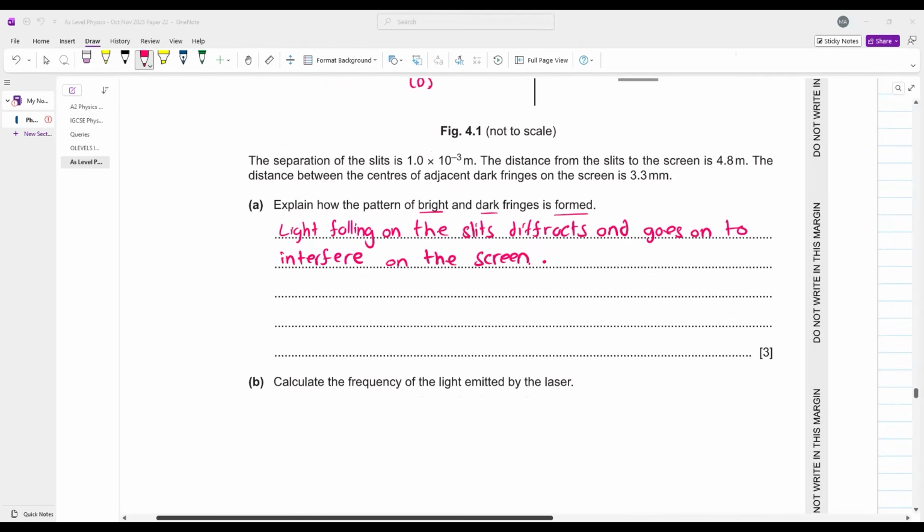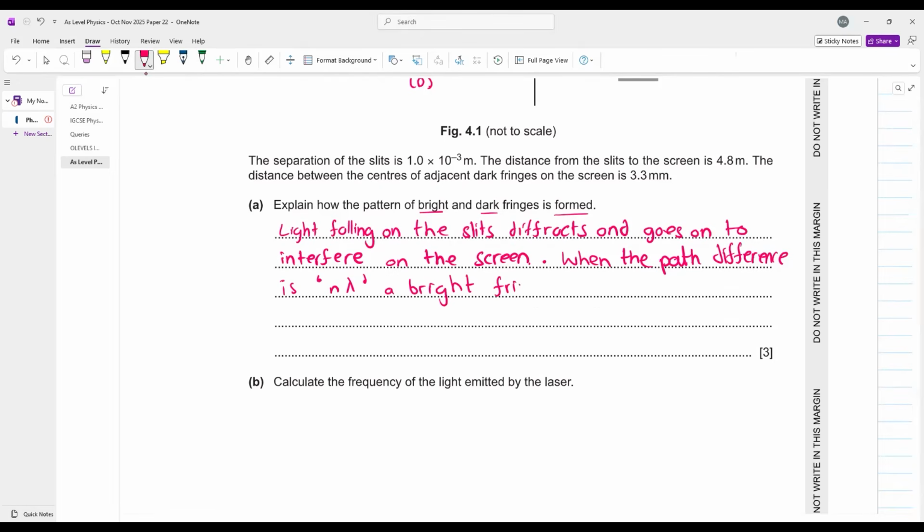When the path difference is n lambda, a bright fringe is formed. When the path difference is what? When the path difference is n lambda, a bright fringe is formed.